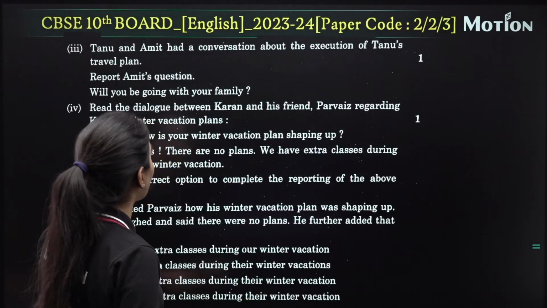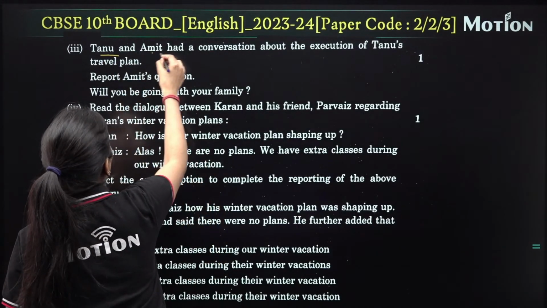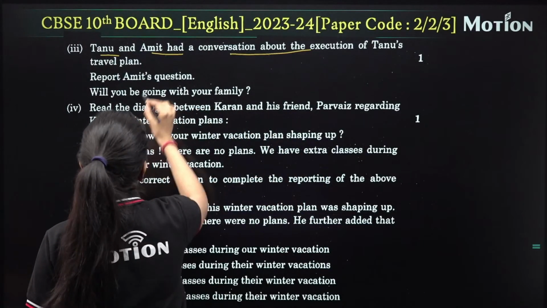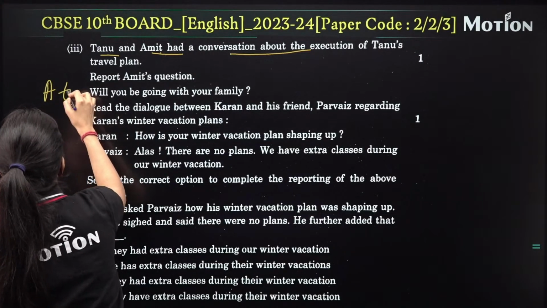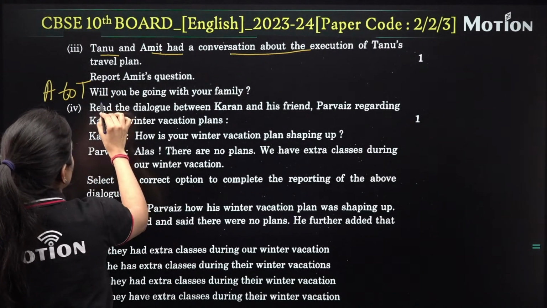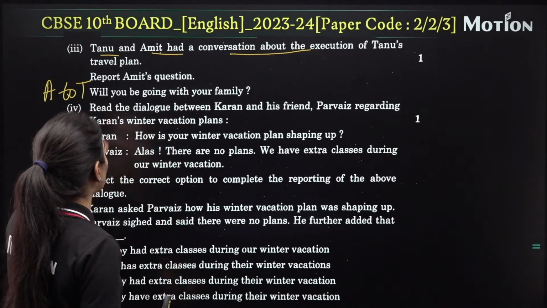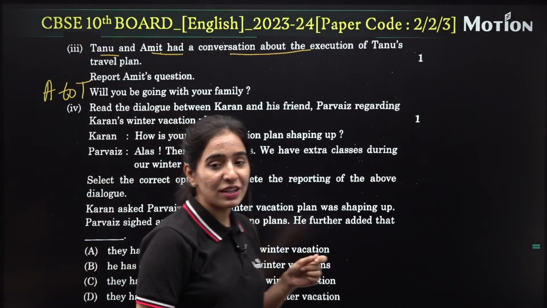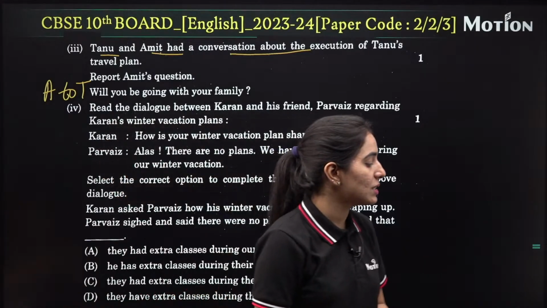Okay, let's move towards the next question that we have now. Tanu and Amit both had a conversation about the execution of Tanu's travel plan. That means Amit is talking to Tanu. The question that he asked is, will you be going with your family? So Amit is asking Tanu. So what will be the answer? If she, what you have mentioned, I want to know your answer also. What have you mentioned?